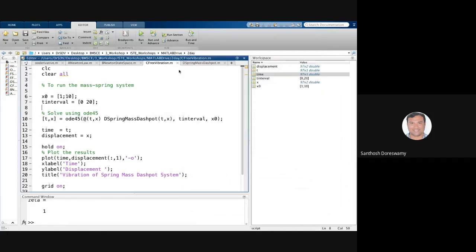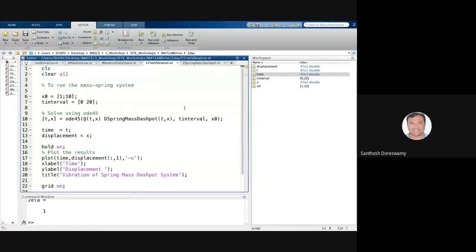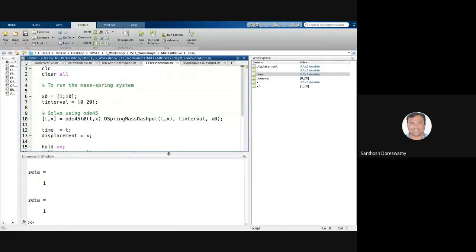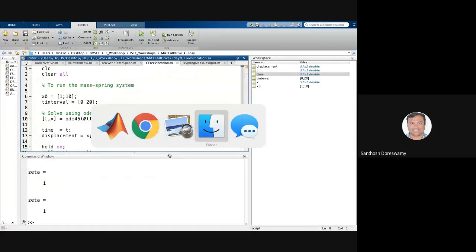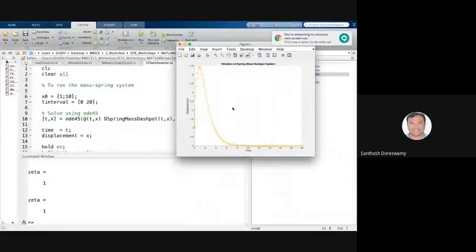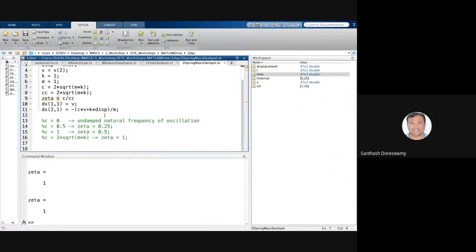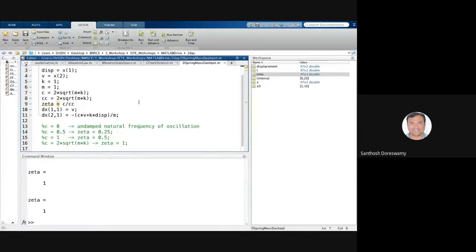Now suppose I change the value of C to a specific value. Now let me rerun the code. Okay, it did not even still change. So what I did was I took the value of C in such a way that it was a critically damped condition.